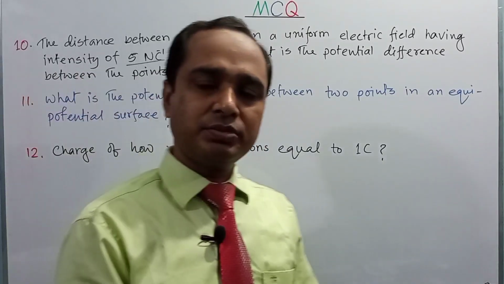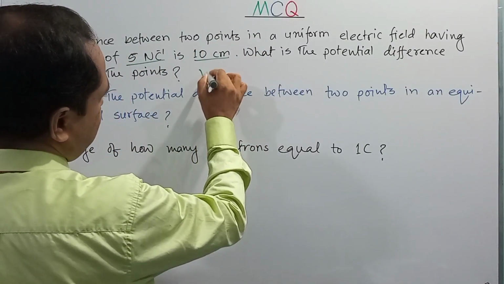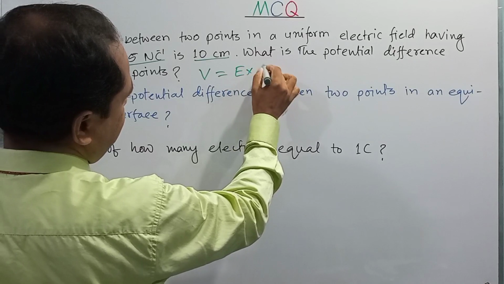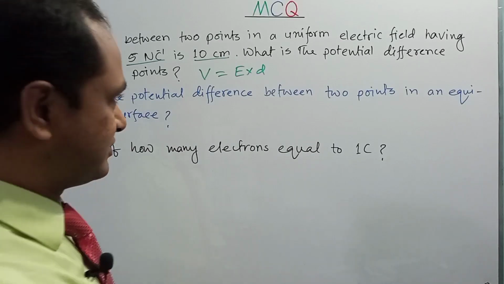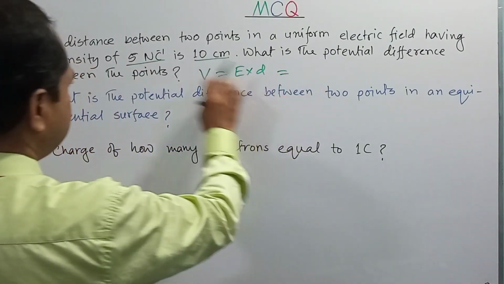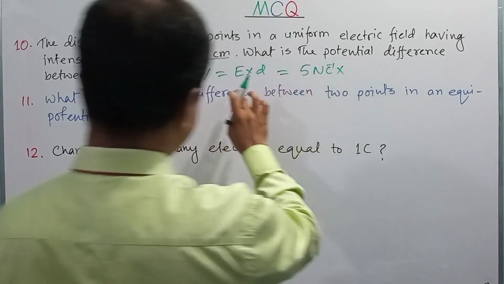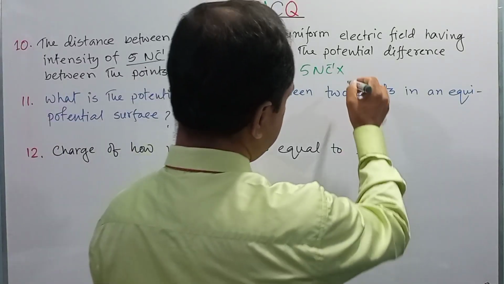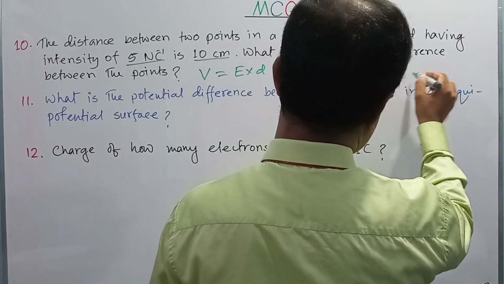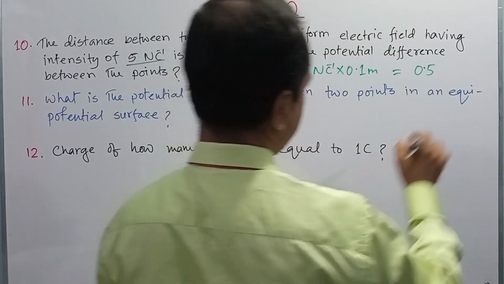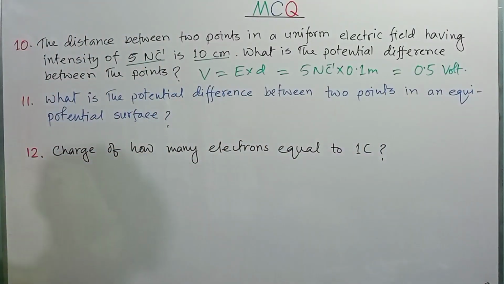You know, the relation between potential difference, electric intensity and distance can be expressed as potential difference V is equal to E multiplied by D. This is the relation between potential difference, electric intensity and distance. Here the electric intensity is 5 Newton per coulomb and distance is 10 centimeter, that is, it will be 0.1 meter, right? And after the calculation you will get 0.5 and unit will be volt. This is the answer of this question.